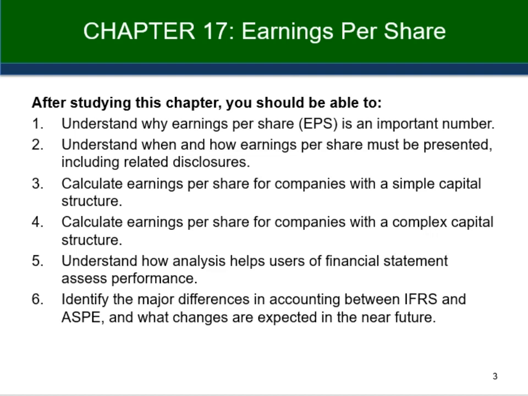Then we'll expand it to consider a more complex capital structure. So cases where we might have derivative securities and convertible securities, those sorts of things. The kinds of hybrid and complex securities we talked about in Chapter 16, for example. And then we'll talk about some analysis that can be done with earnings per share and how we connect earnings per share to market values as well as accounting values. Then we'll talk a little bit about the differences between public and private GAAP and what changes are in the pipes as it stands.